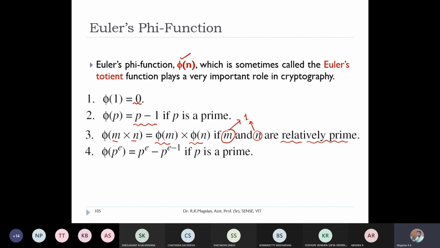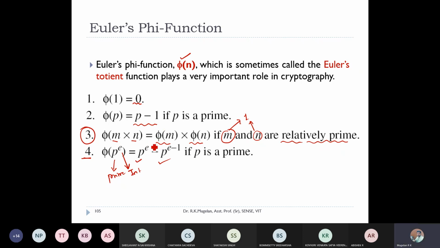That is, if I can represent any integer as a product of two integers which are relatively prime to each other, then you can use this phi function with the third property. And the fourth one, phi of p power e, where p is a prime number and e is any arbitrary integer, then I can write phi of p power e as p power e minus p power e minus 1. Right. So these are the basic properties you people have to remember regarding your phi function.